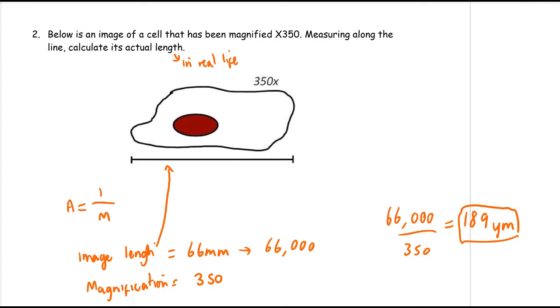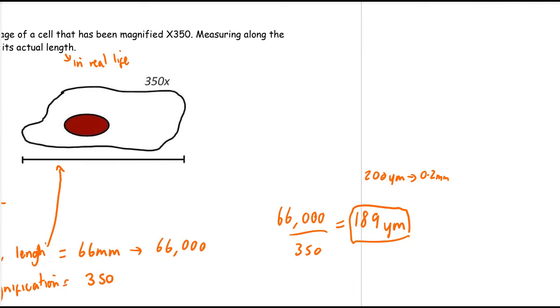Now, if you're doing this and you're thinking, I don't know if this is right, remember, cells are very small. 189 micrometers is really small. If you rounded that up, it's 200 micrometers, which is basically 0.2 of a millimeter. Does that sound right? Yes, because cells are tiny.